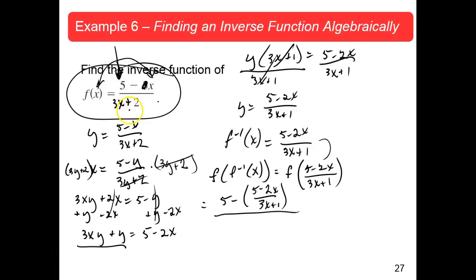The f function says divide by 3 times whatever's inside the parentheses, which is 5 minus 2x over 3x plus 1, plus 2. You see, you take whatever is in here and put that right where the x's are. Well, that's what was inside that one, so you put this in that place. That's what the f function does. So now we got a bit of math to do, okay?